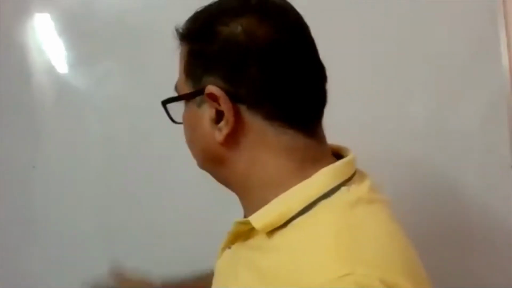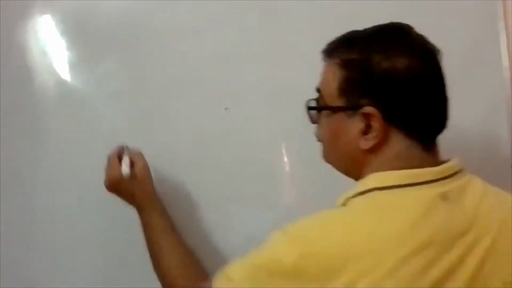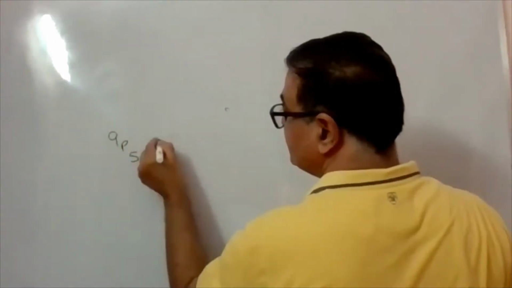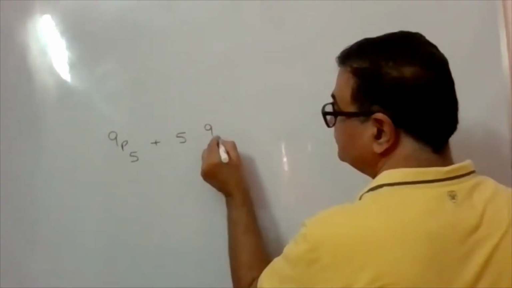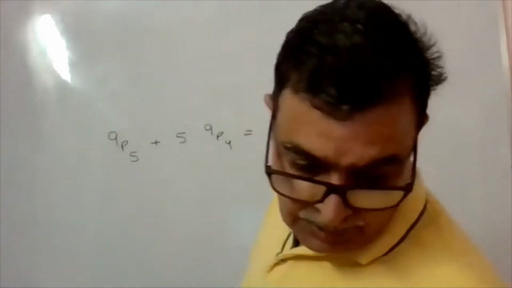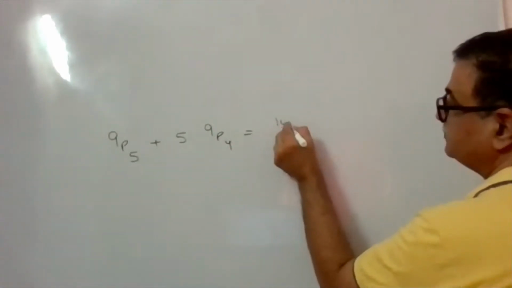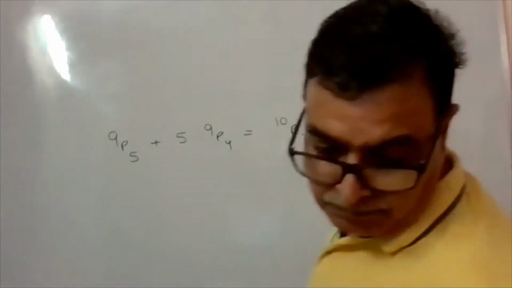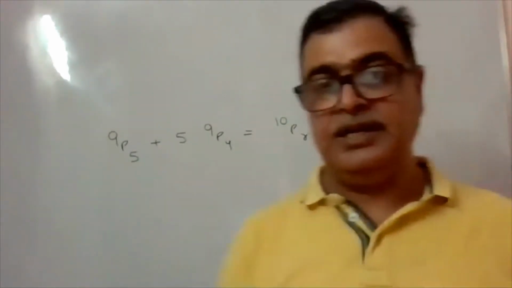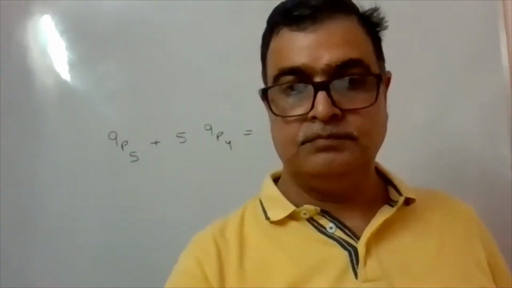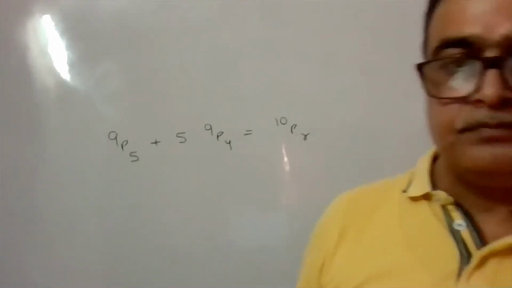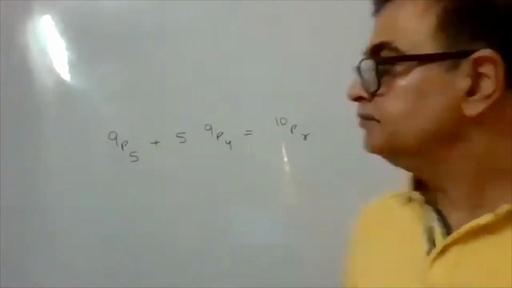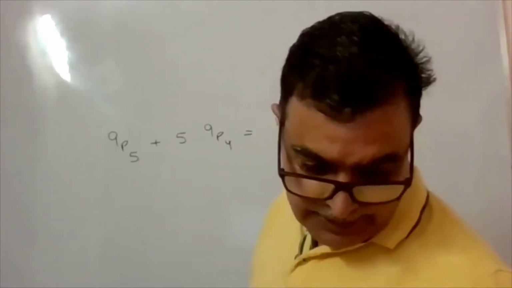9P5 plus 5 times 9P4 equal to 10PR. My question is, what should be r here? 5. What should be r here? Sir, is it 5? Answer is 5. Yes, it is 5.